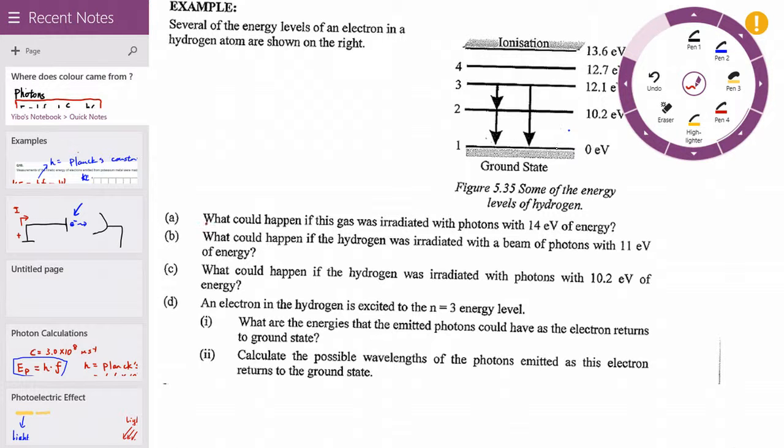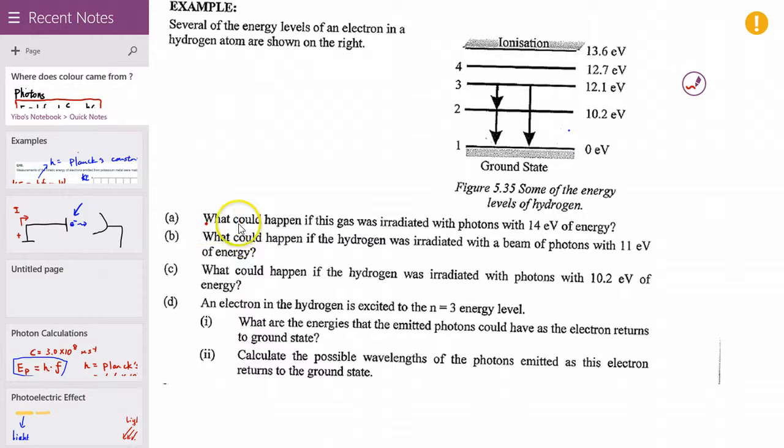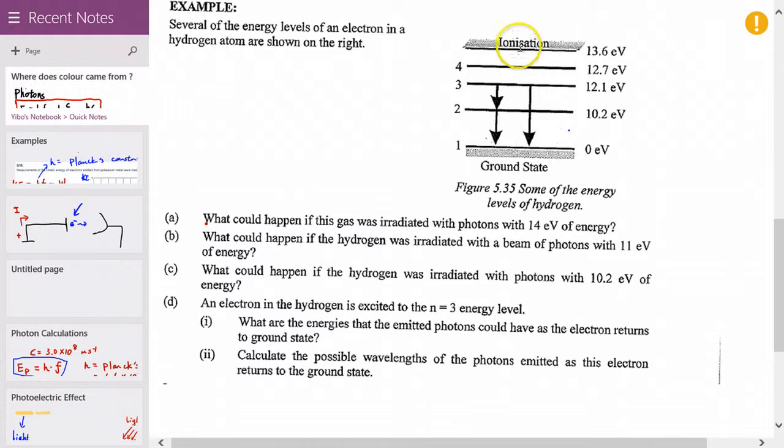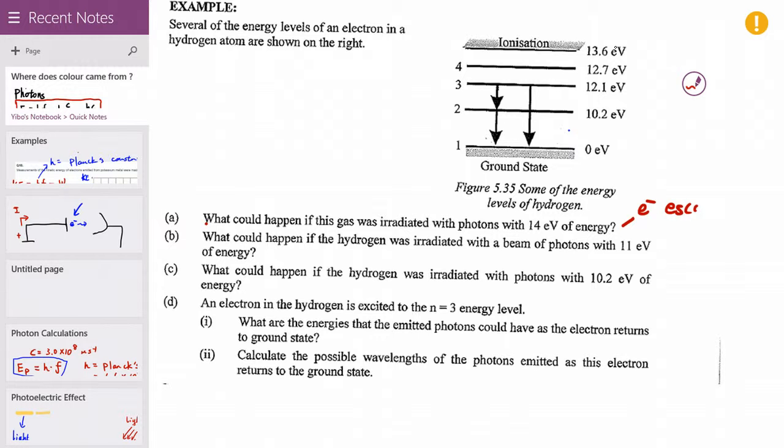Question 1 says, what would happen if this gas was irradiated with photons with 14 electron volts of energy. If it's irradiated with 14 electron volts of energy, we can say it is higher than the ionization energy. So what's happening is the electron will escape due to the photoelectric effect.